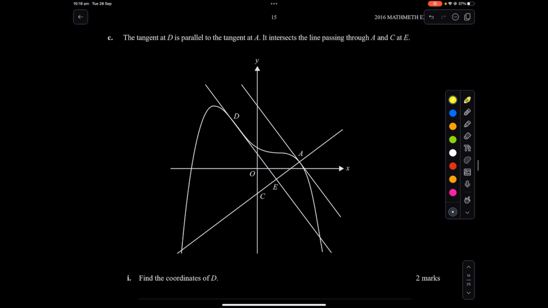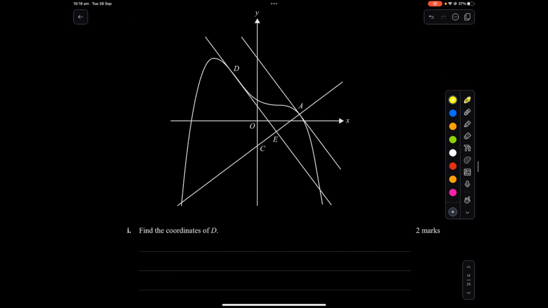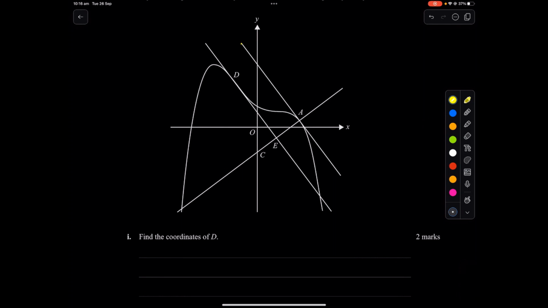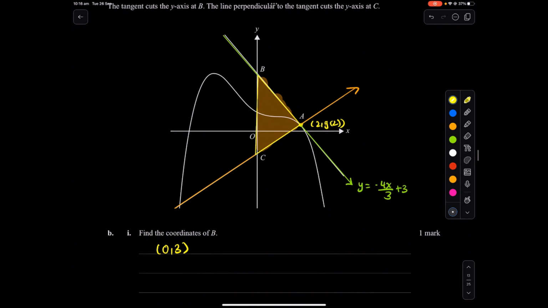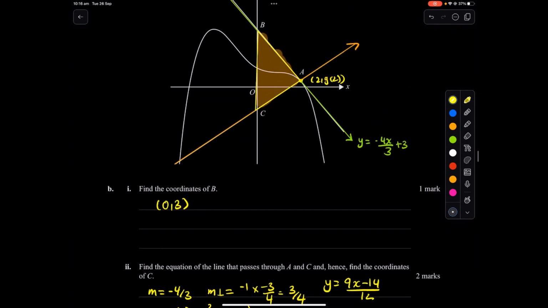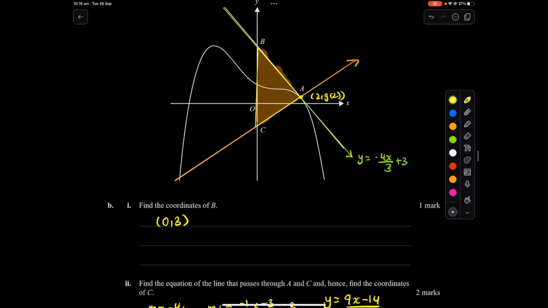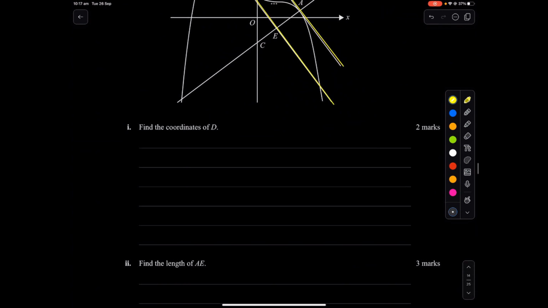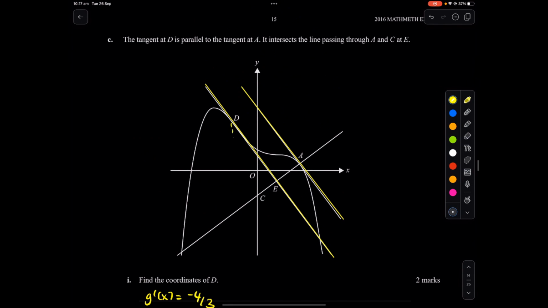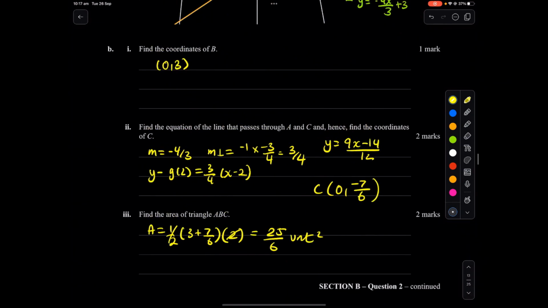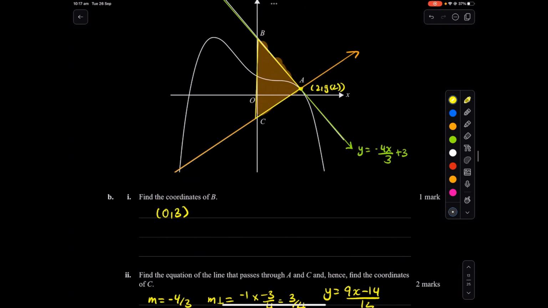So what do we know? Well, these two have the same gradients, don't they? Because we already know the gradient of line A, it's equal to the gradient of the other line. The line here is negative 4/3. So we just want to find where g dash of x equals negative 4/3. And we can calculate the value of D where the x-axis occurs. Negative 4/3, yeah.